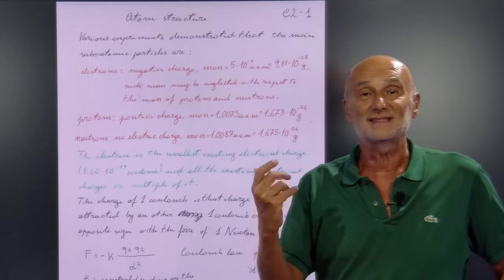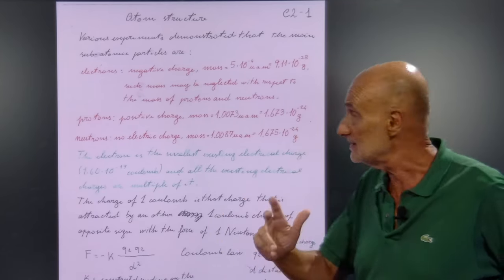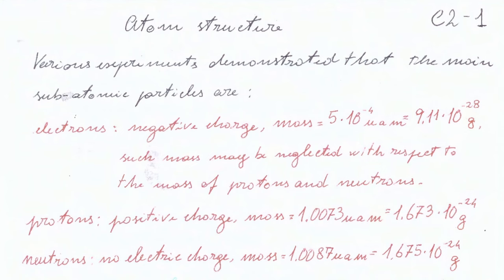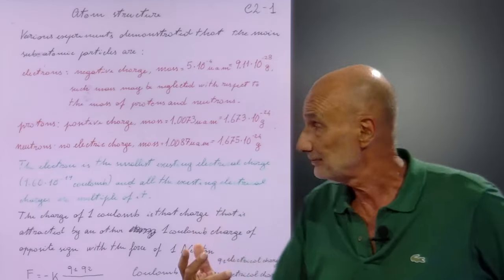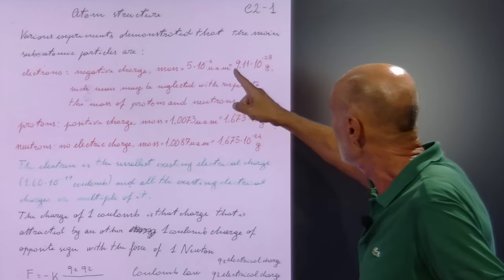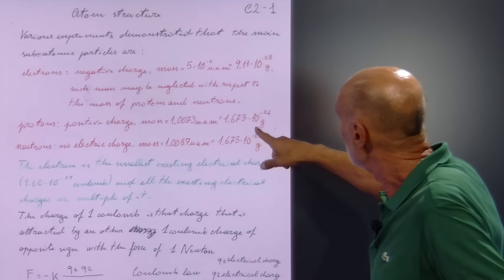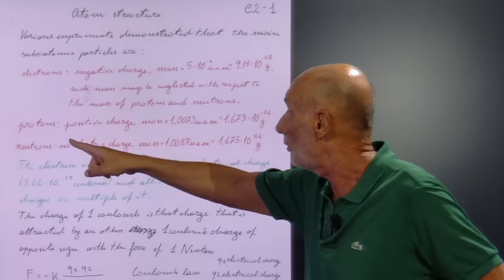Then it is usually said that electrons have no mass. It is not completely true. But look at this. The mass of the electron is 5 per 10 at minus 4 unit atom mass, whereas the mass of the proton is slightly higher than 1 unit atom mass, and the neutron also exhibits a mass slightly higher than 1 unit atom mass. It is said that the electron has no mass. Why? If you sum the mass of the electron to the mass of protons or neutrons, it varies only the fourth decimal number of the mass of protons or the mass of neutrons.